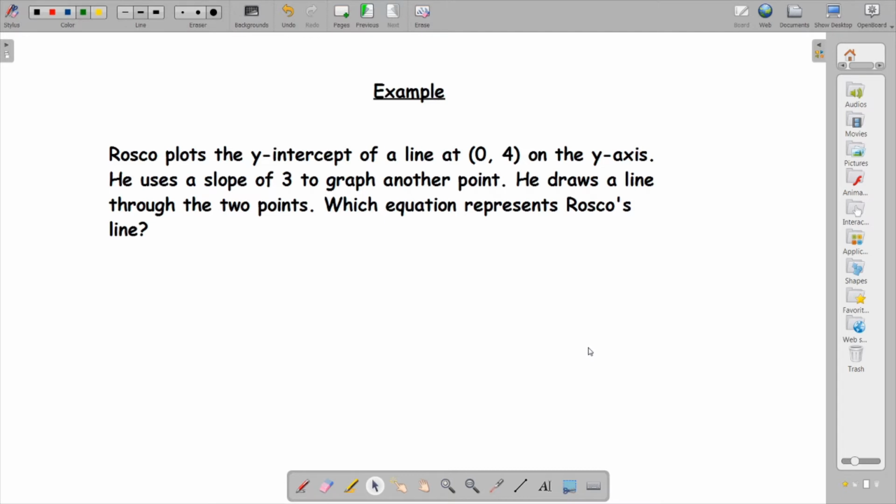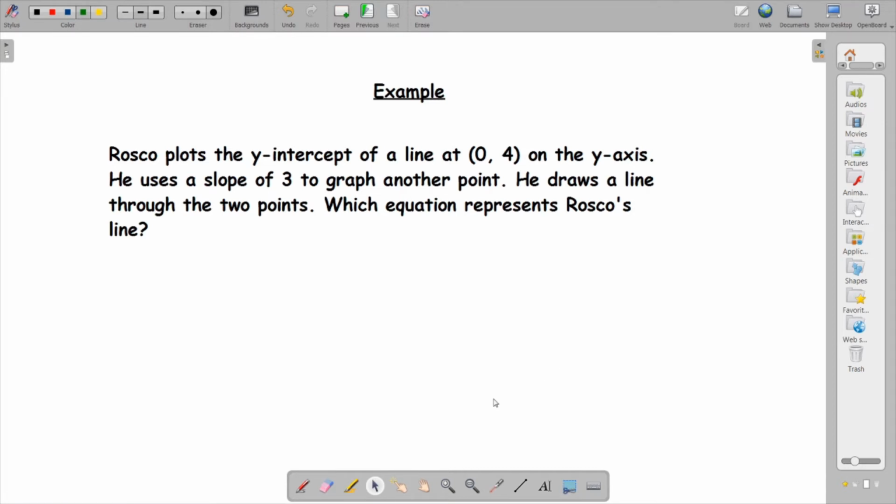Let's look at the first one. The first one resembles one of the questions from your quiz. I just altered it a little bit. So let's go ahead and read it and then see if we can answer this question. Roscoe plots the y-intercept of a line at 0, 4 on the y-axis. He uses a slope of 3 to graph another point. He draws a line through the 2 points. Which equation represents Roscoe's line?